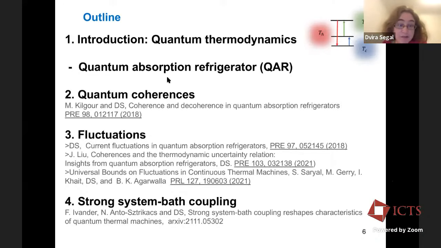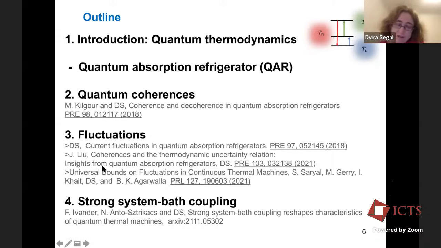And then as time allows, in my group, we have been looking at this model here at the top right with some extensions and probing these different questions about the role of quantum coherences. The question is, are quantum coherences helpful for the operation of this machine or not? Fluctuations, that's the next item.